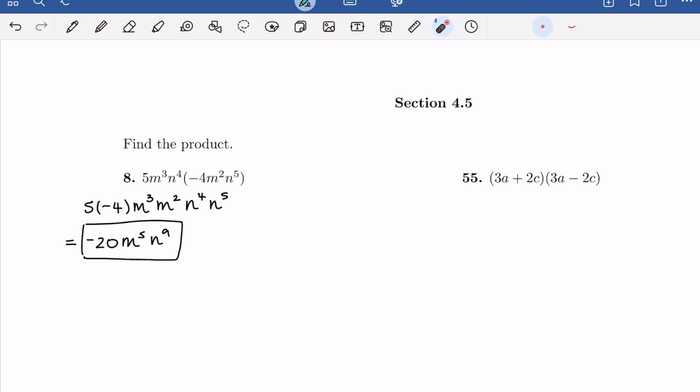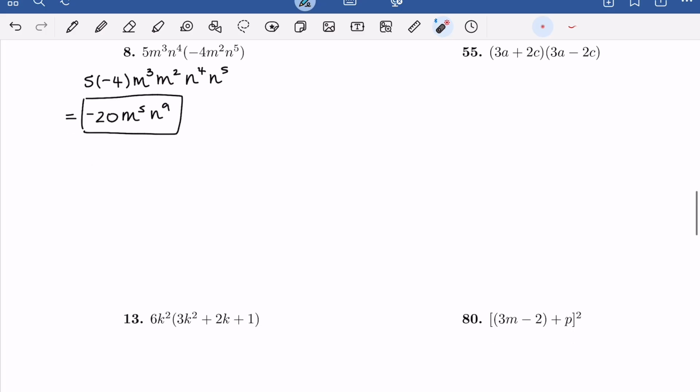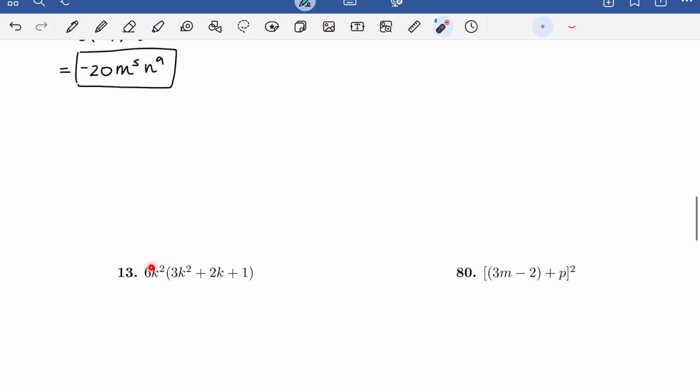All right, let's look at question 13 now. In this case, we're looking at the product of a monomial and a polynomial. This first one is a monomial, and this second one here is a trinomial. We have three terms. What's happening is this 6k squared term is multiplying everything in our parentheses here, so we're going to use the distributive property. We're going to distribute the 6k squared to everything there.